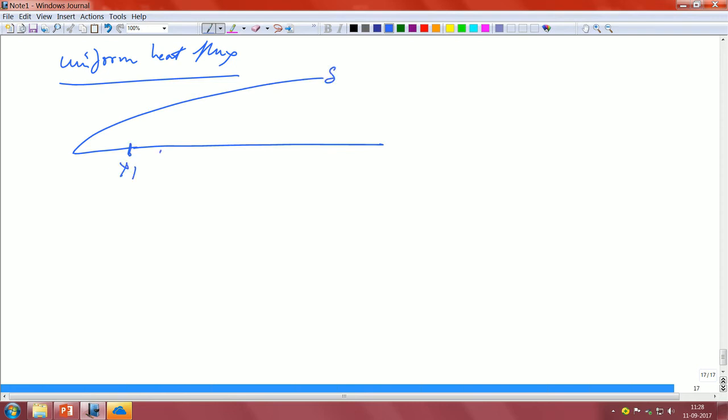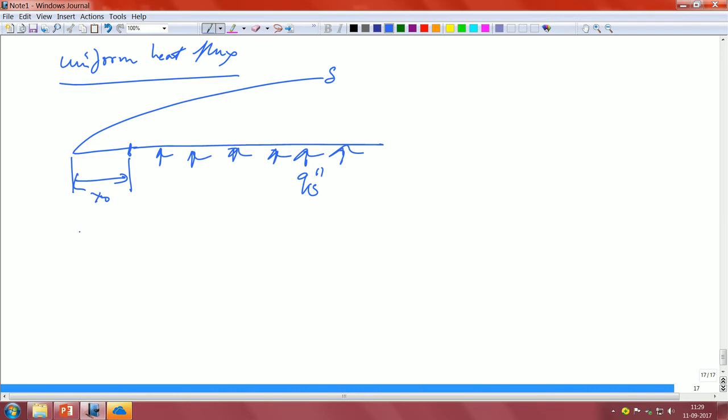From x1, you are pushing in a uniform heat flux, let us call that Qs double prime. So, you are pumping in a lot of heat flux. The distance from here to here is x naught. Now, this is no dissimilar to the problem that I gave you, where the uniform heat flux was everywhere.